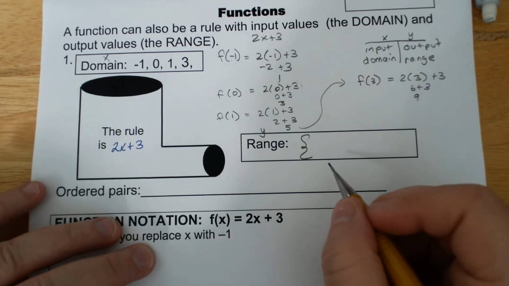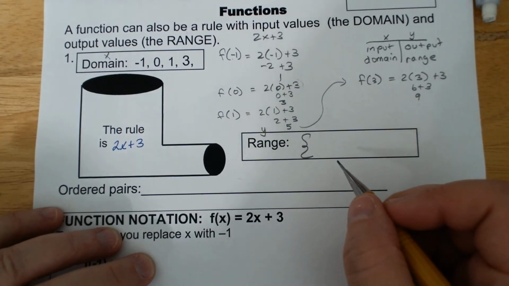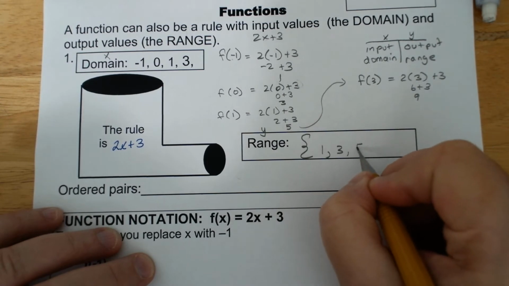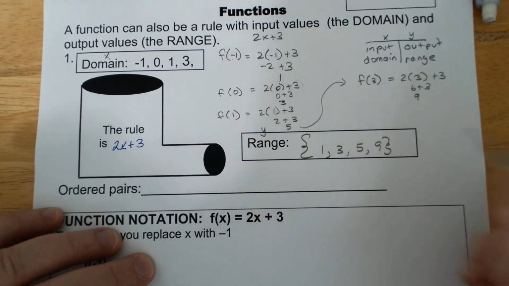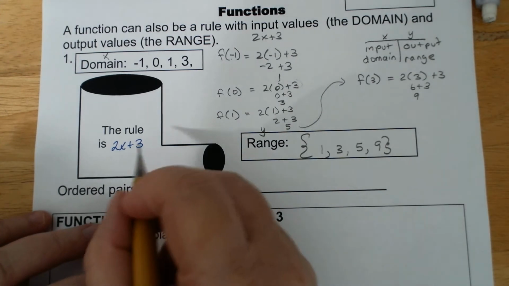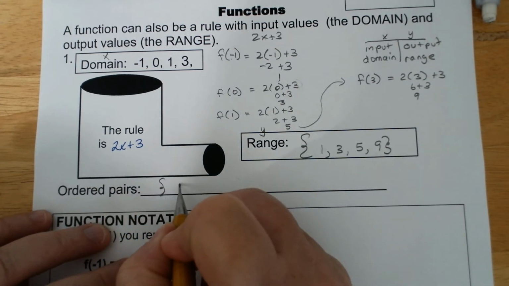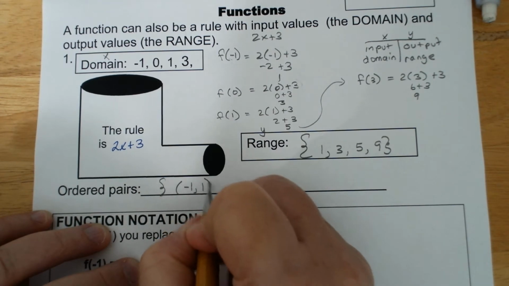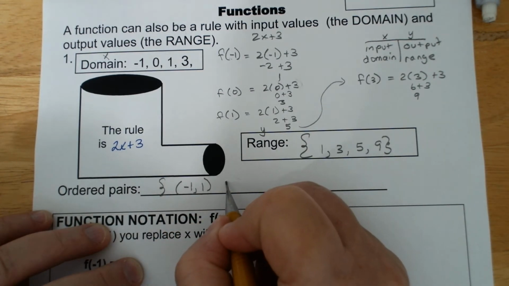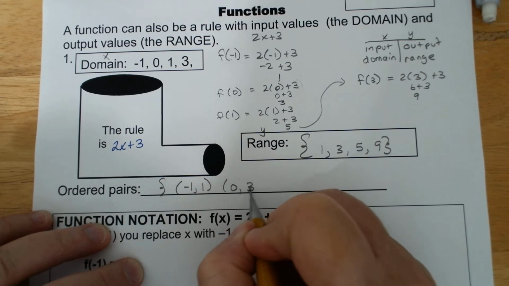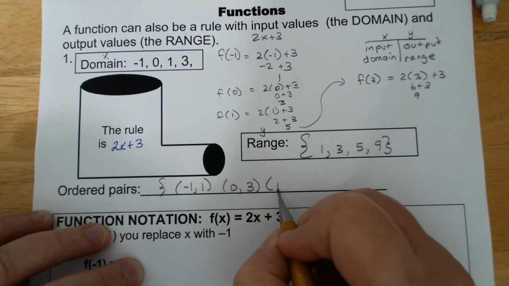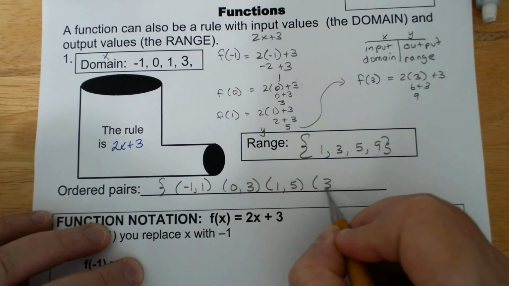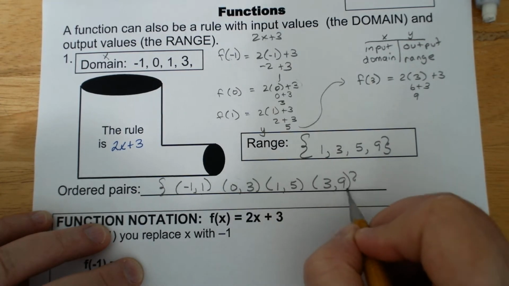My range in set notation usually goes from least to greatest, which is 1, 3, 5, and 9. Ordered pairs, set notation. When I inputted -1, it gave me 1. When I inputted 0, the output was 3. When I input 1, the output is 5. When I input 3, the output is 9.